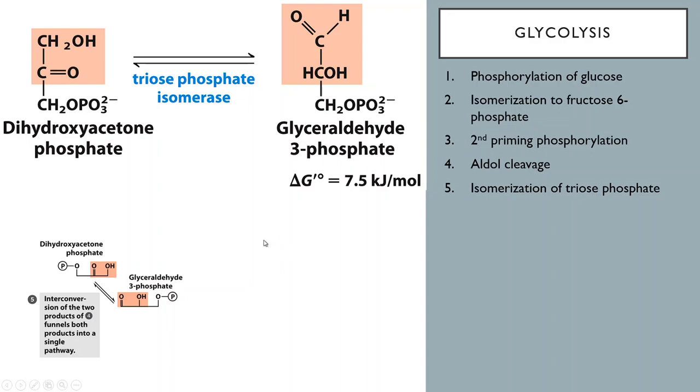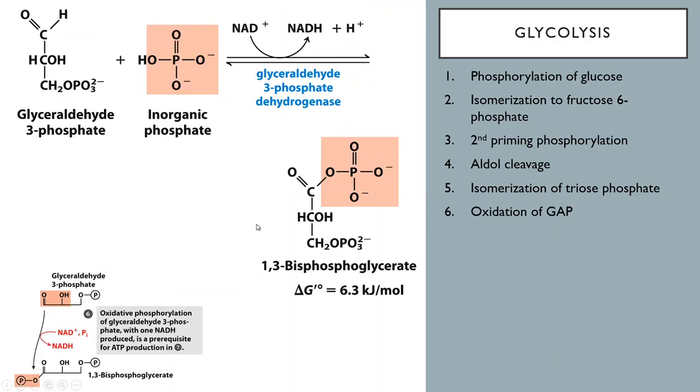So again, those are the priming steps. That gets everything ready for the last 5 steps, which is where we start to oxidize these molecules and start to actually get some energy out of them. The first oxidation step involves taking glyceraldehyde 3-phosphate and adding another phosphate to it to make 1,3-bisphosphoglycerate. But this is not done with ATP. Instead, we use inorganic phosphate, and then a molecule of NAD+.